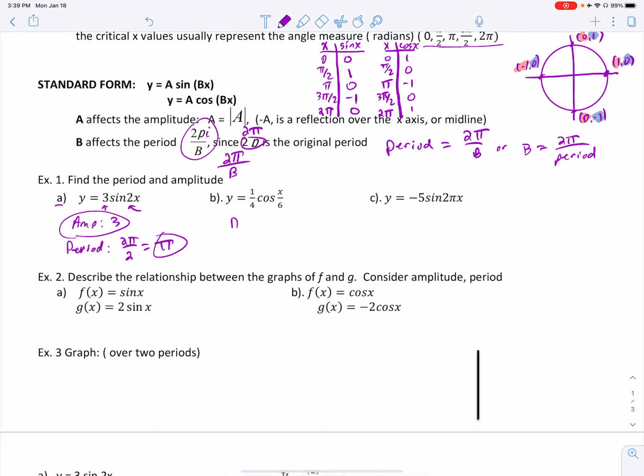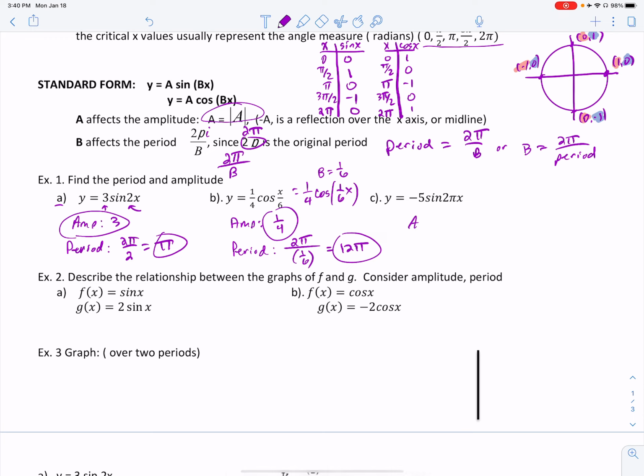In part B, the amplitude is 1/4 because 1/4 is already positive. You need to remember that the amplitude is the absolute value of A. It's always positive. And the period, well, we need to think about this as 1/4 cosine of 1/6 x. So the value of B is 1/6. So the period is 2 pi, the normal period of cosine, divided by the value of B. And if you divide by 1/6, you multiply by 6, and you get 12 pi. So the amplitude's 1/4, and the period's 12 pi.